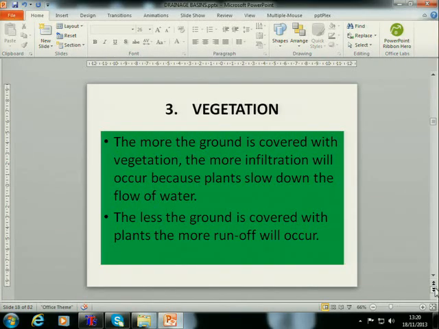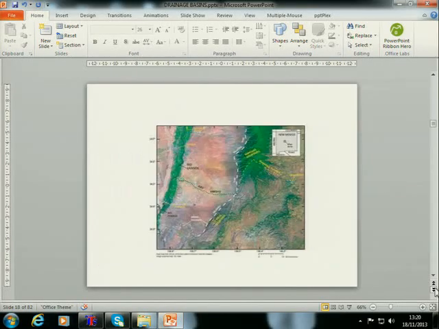But if the ground is not covered with vegetation, we will have more runoff, as there are not enough plants to keep the water back, and therefore the water will just start running off. There you will see an example. The green patches are the ones covered with vegetation, and then the brown ones are not covered. So in that specific picture, the areas with the brown will cause runoff, whereas the areas with the green will cause more infiltration.